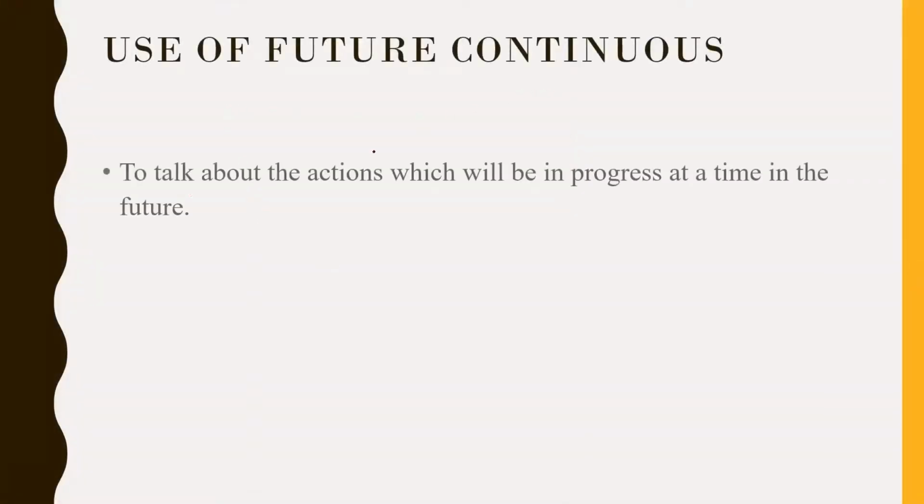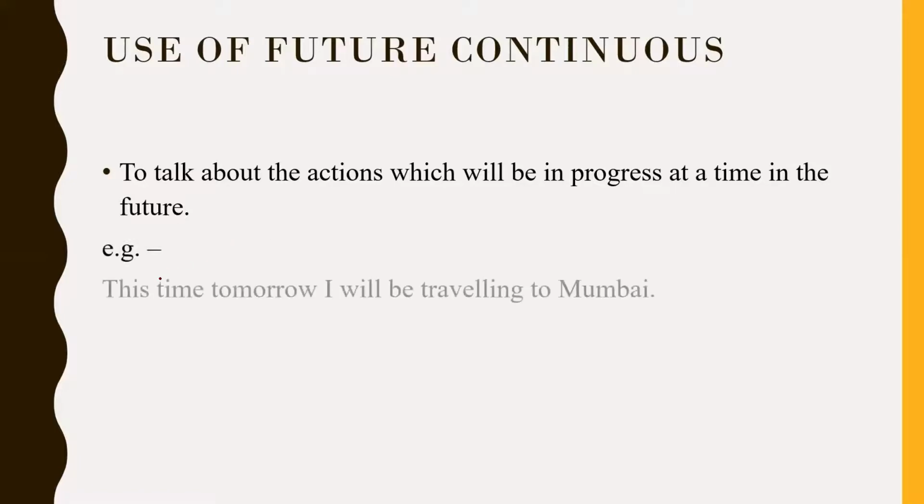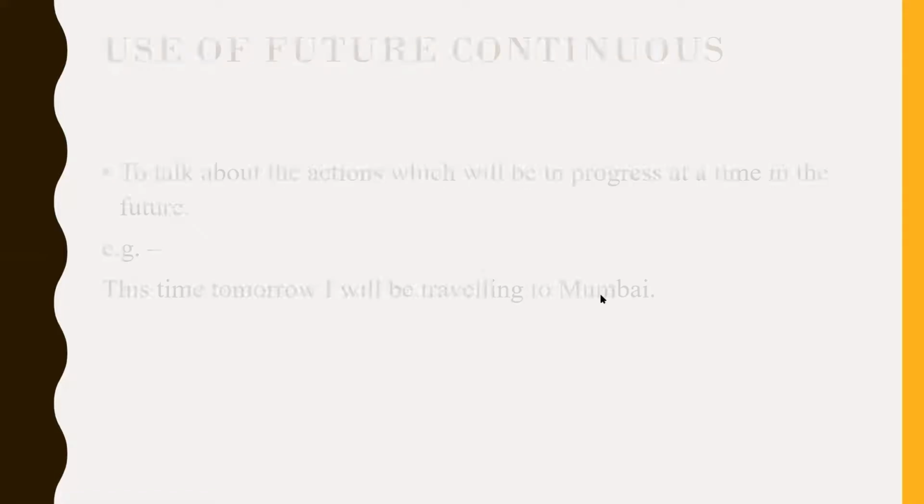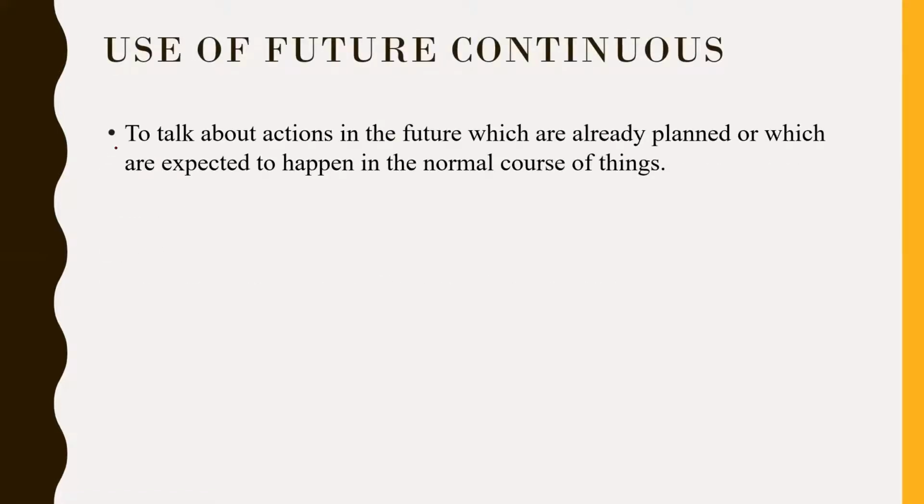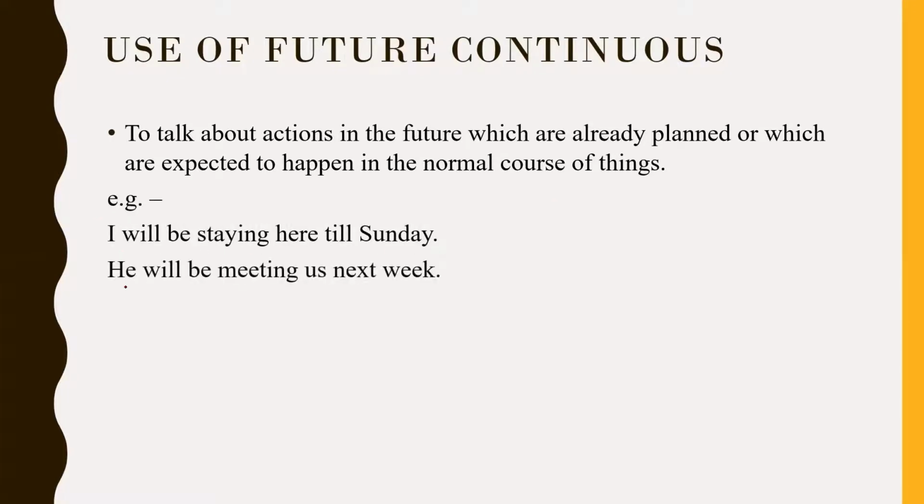Use of future continuous. First, to talk about an action which will be in progress at a time in the future. Example: this time tomorrow I will be traveling to Mumbai. Second, to talk about actions in the future which are already planned or which are expected to happen in the normal course of things. Example: I will be staying here till Sunday. He will be meeting us next week.